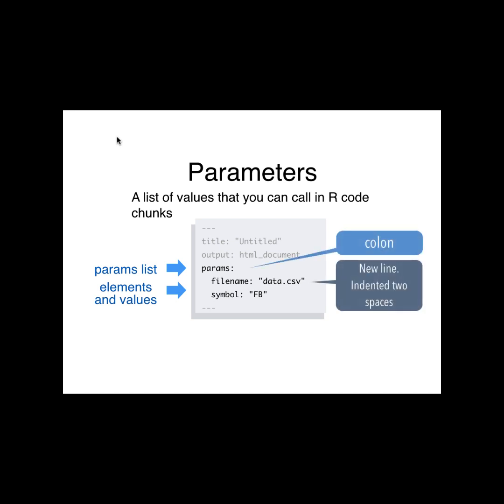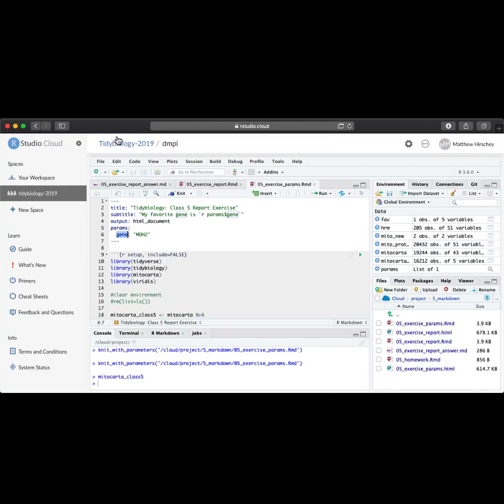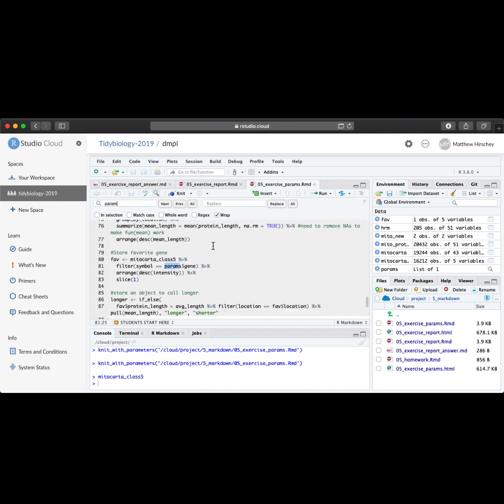So now, if you reinspect the params exercise, how many times do you see the parameter was called? Go back and look for params. You can do a Command F or Control F to find params, but how many times do you see params called in here? Okay, we have a vote for 1. We have a vote for 2. The subtitle counts. Yeah, it's 2. So there's 2 different places that I called parameters, and you can see where I called it.